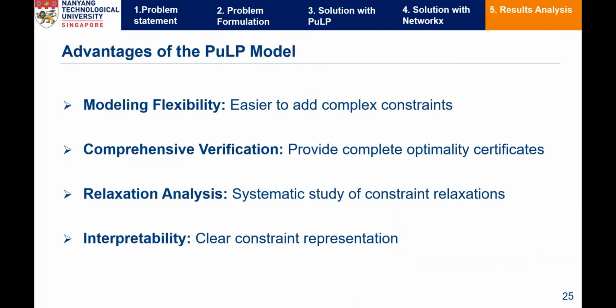Okay, now I will introduce the PuLP model advantages. The first one is modeling flexibility. It's straightforward to add new business rules, for example, weekends, rental caps, repair bay limits, or inter-depot transfer restrictions. Second is comprehensive verification. We get full optimality certificates and can audit primal feasibility and reduced costs, which is useful for governance. Then there is relaxation analysis. We can systematically relax constraints to quantify their value. For instance, what's the profit gain if we loosen repair capacity? Then there is interpretability. Each constraint is explicit and maps cleanly to policy, which helps explain results to non-technical stakeholders.